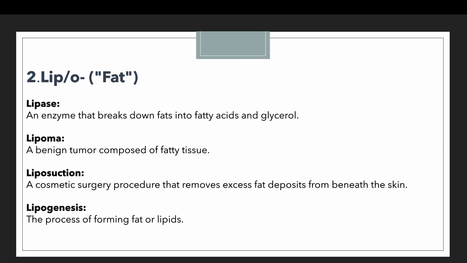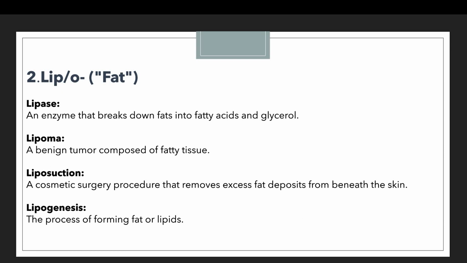Likewise, if you look at the third example, which is liposuction. Now, what is liposuction? A cosmetic surgery procedure that removes excess fat deposits from beneath the skin. Okay, so if, for some medical reasons, a cosmetic surgery procedure removes the excess fat deposits beneath the skin, then this entire process is known as liposuction, and the term which we are using as a prefix is lipo, which is denoting the fat.